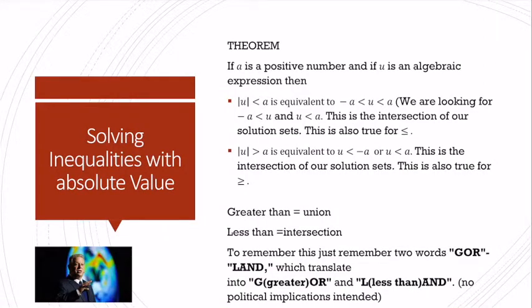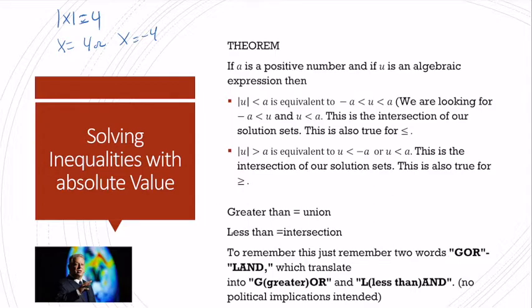So the last thing we're going to talk about is solving inequalities with absolute value. Friendly reminder that if I have an equation with an absolute value, I have that x equals 4 or x equals -4. This is because there are two possible values that I could substitute in to get an absolute value of +4.